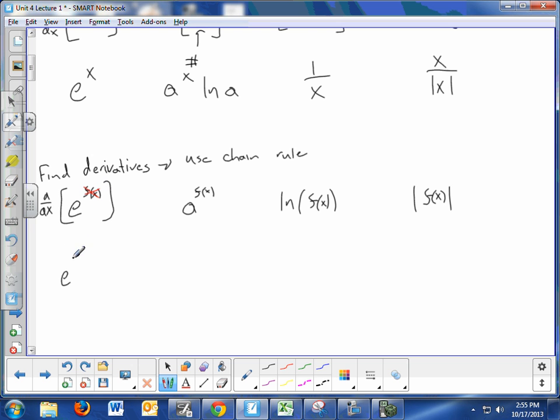Instead of this red x, I put f of x times the derivative of this inside piece. Even though this is an exponent, this is considered the inside. The derivative of the inside would be f prime of x. So it's really just e to the same thing times the derivative of that. Okay, if we have a number to an exponent, it's going to be the same thing as this, only we're going to multiply it by the derivative of what's up here.